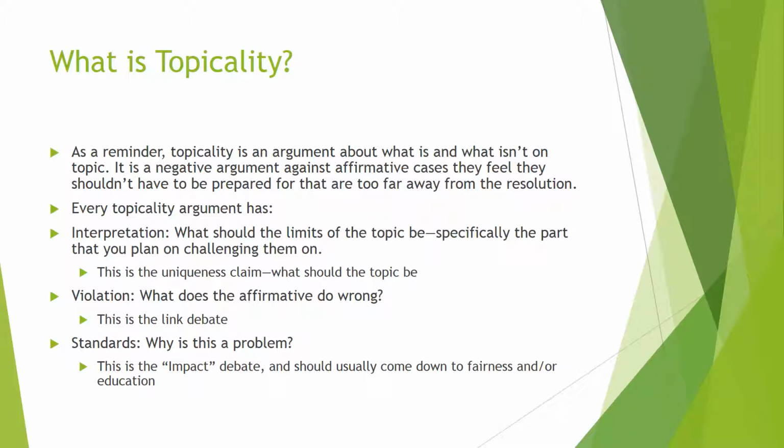Every Topicality argument has three parts: an interpretation, a violation, and standards. The interpretation describes what the limits of the topic should be, specifically the part of the topic that you plan on challenging the affirmative on. Think of it as a uniqueness claim, what the topic should be. The violation describes what the affirmative does wrong. Think of this as the link debate. And the standards show why this is a problem. This is the impact debate, and usually comes down to questions of fairness or education.